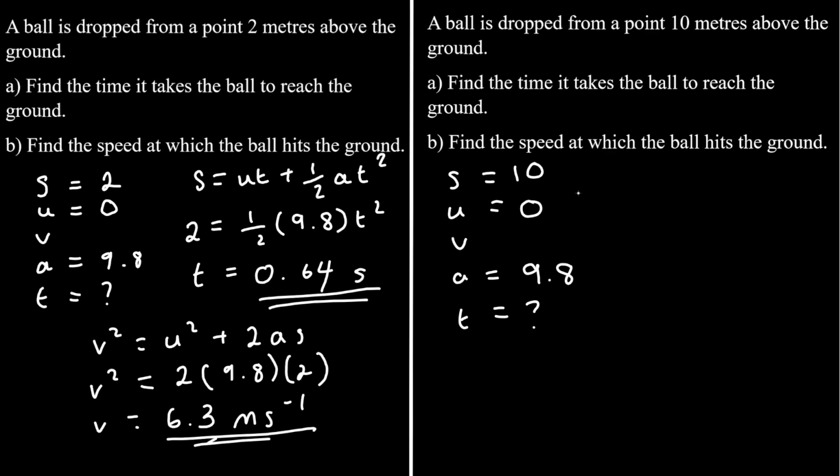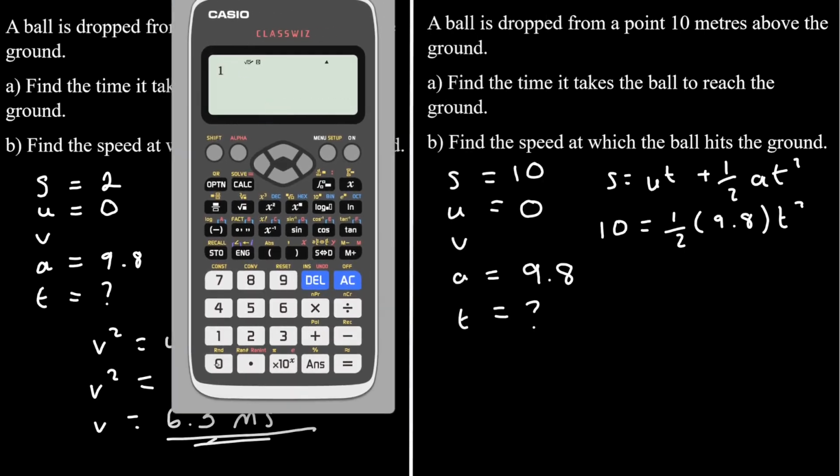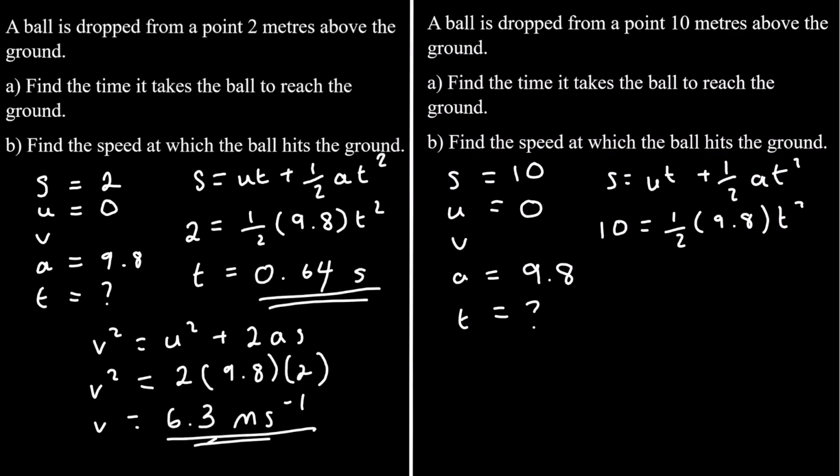So the formula without V is S equals UT plus half AT squared. And that's 10 equals 0 plus half of 9.8 times T squared. So 10 divided by half of 9.8 is T squared. Square root it for T, and we get 1.4 seconds to two significant figures.